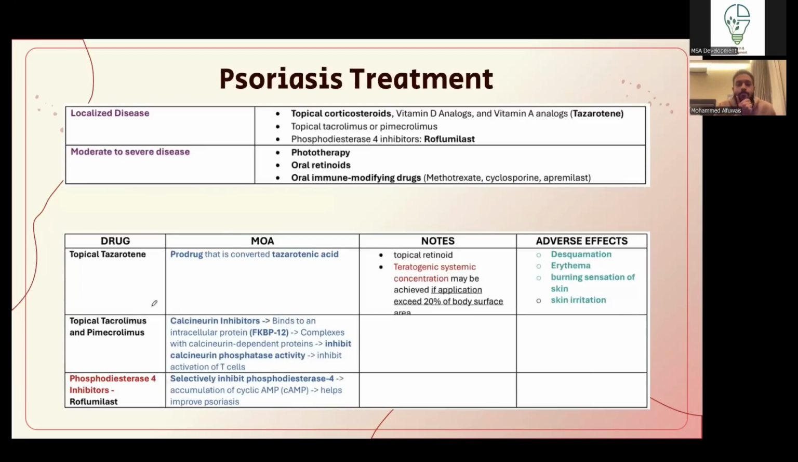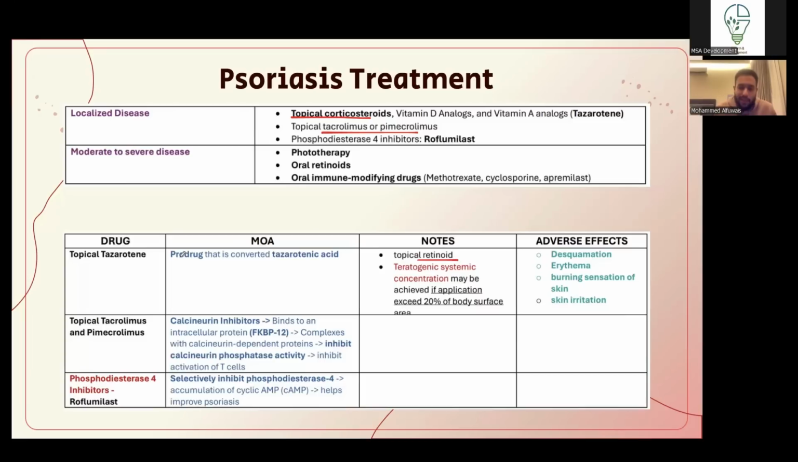Now, psoriasis, how do you manage it? If it's a localized disease, you treat it with topical corticosteroids or immunosuppressant agents such as tacrolimus, or use a phosphodiesterase 4 inhibitor such as roflumilast. Okay. Then, if it's a more severe disease, you need to go to other agents such as phototherapy. That's number one. Then you have retinoids or immunomodifying agents such as methotrexate, cyclosporin, and other immunosuppressants. Okay. Then we have other medication, which is the topical retinoids, which you might use in psoriasis.